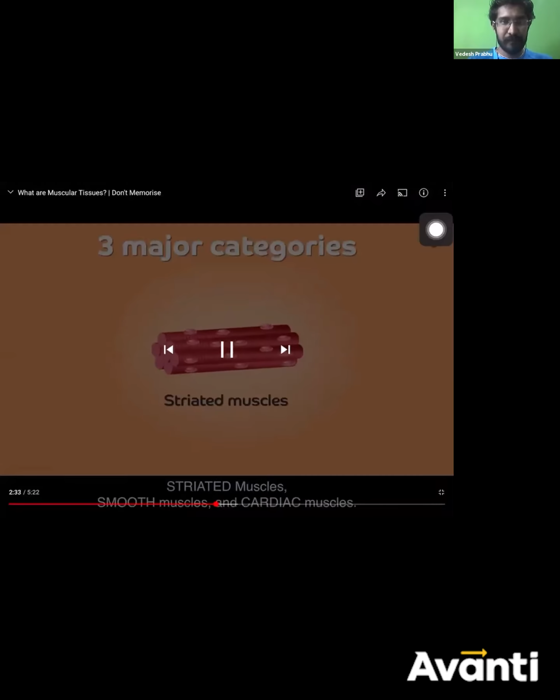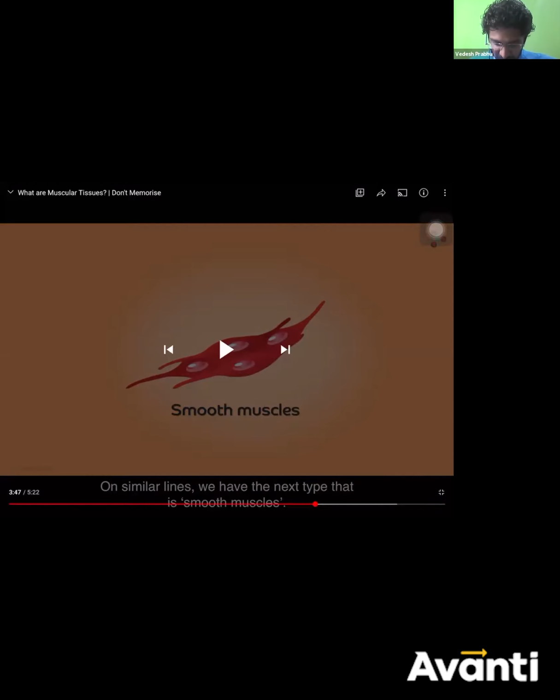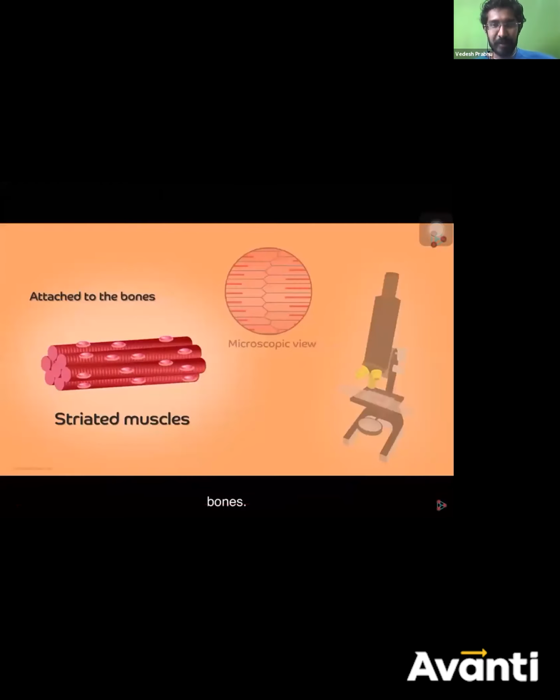Categories. Striated muscles. So what madam said about the name: if you look at the microscopic view, you can see that it has alternate dark band, light band, dark band, light band. That is why the name striated muscles. Then look at the structure. You see it is in the form of a cylinder, so that is why cylindrical shape.